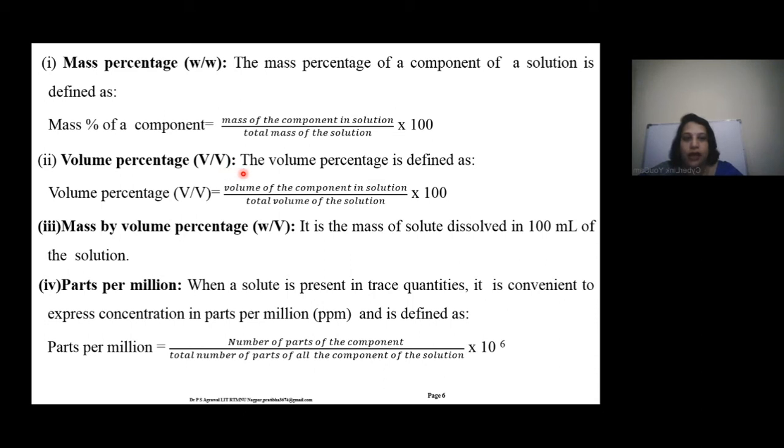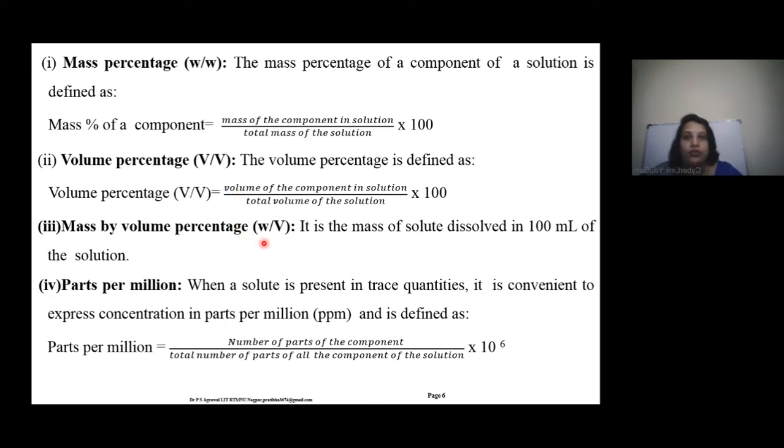Volume percent is defined as the volume of the component in solution upon total volume, volume by volume. Just like this, this is weight, this is volume, multiplied by again 100 as we are dealing with the percentage. For example, if I say 10% ethanol solution, that means 10 ml of ethanol dissolved in water. Total volume is 100 ml. So this is volume percent.